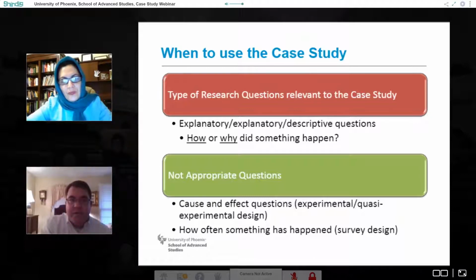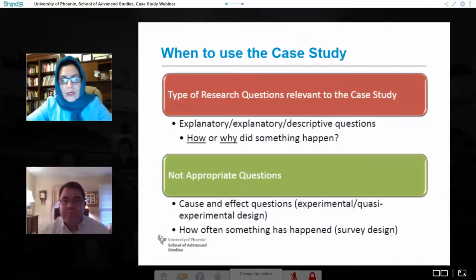Okay, so we are switching to when to use the case study. Usually we use the case study when we are going to answer the question of how or why something happened. How or why something happened. Then the case study can be appropriate.